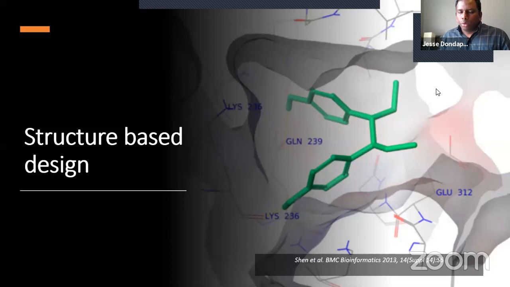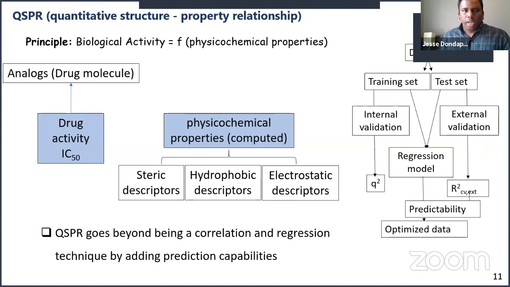But in case you don't have a structure of the protein, which is mostly the case because several proteins don't have 3D structures already available, we only have a portion of proteins with 3D crystallography structures available. In that case, we can go into structure-based designing, but based on the structure of the analog. We call it computer-aided drug designing. And mostly it's called QSPR or QSAR.